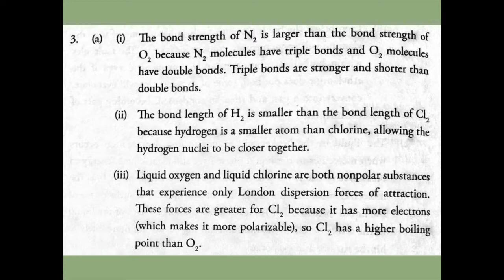In III, it says the boiling points of O2 versus Cl2. So O2 has a boiling point of negative 182, while chlorine has a boiling point of negative 34. Remember, when we're talking about boiling point, we're now talking about our intermolecular forces, not our intramolecular forces. Both chlorine and oxygen have London dispersion forces. So the difference in boiling point is going to be a result of a difference in the number of electrons. Specifically, chlorine has more electrons than oxygen does. Therefore, it is more polarizable, meaning it has a stronger intermolecular force. Since it has a stronger intermolecular force, because it's more polarizable, it is going to have a higher boiling point.